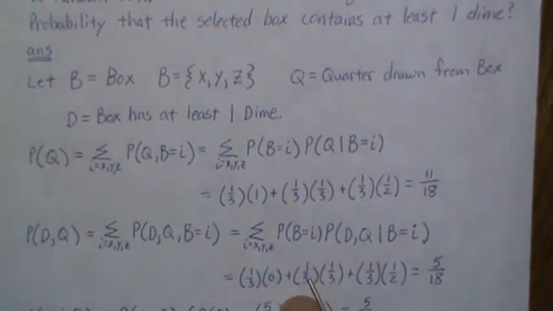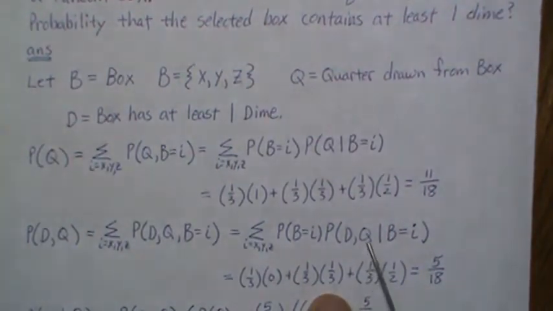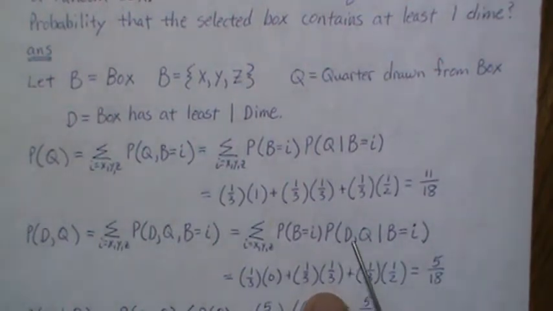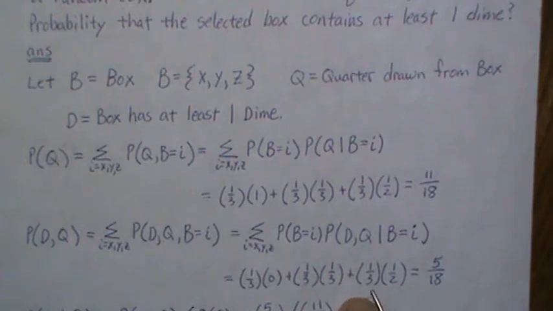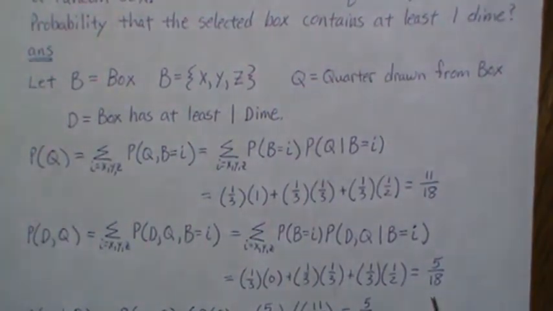The probability that we draw box Y is 1/3. Given box Y, the probability that we draw a quarter and it has a dime is 1/3. Given it's box Y, the probability that it has a dime is 100%, or 1, so you can almost ignore that. And then the probability of drawing a quarter, well, you can't ignore it. So the probability that we draw a quarter is 1/3. Box Z has a chance of 1/3 of being drawn, and the probability we draw a quarter given box Z is 1/2. So this probability is 5/18.